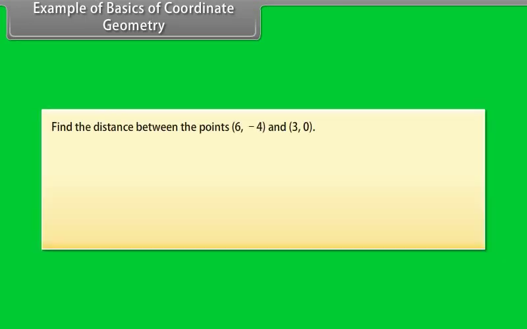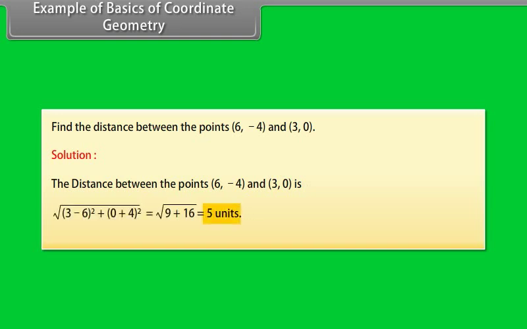Examples of basics of coordinate geometry. Example. Find the distance between the points (6, -4) and (3, 0). Solution. The distance between the points (6, -4) and (3, 0) is 5 units.